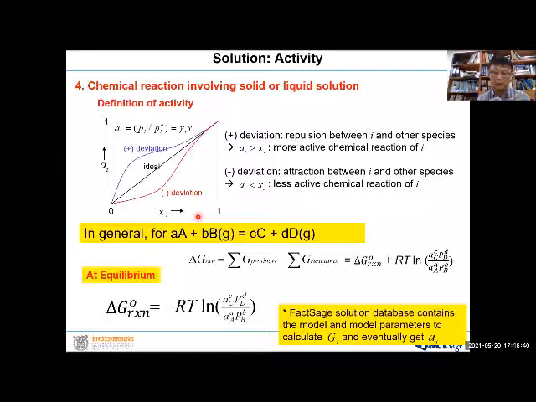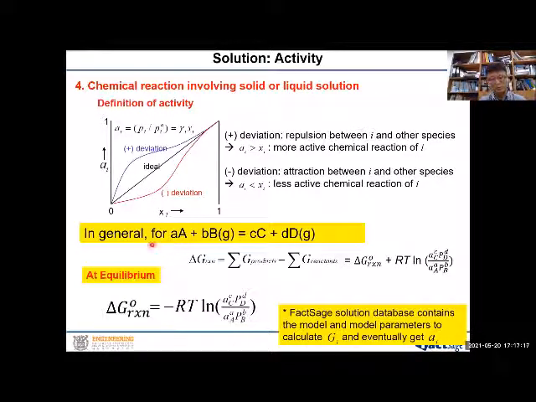So for example, if the calcium and magnesium like each other, then the activity coefficient is less than 1. So it's more stable because they like each other. But if calcium and magnesium don't like each other, if they hate each other, then it has a repulsive force, and the activity coefficient is higher than 1. So by changing your surrounding species, you can actively control the activity. And this is actually where we have to put our idea to design the system. So the activity is very important.